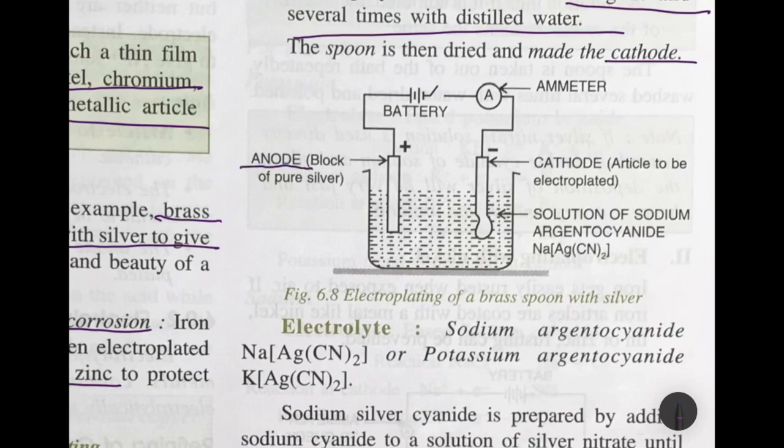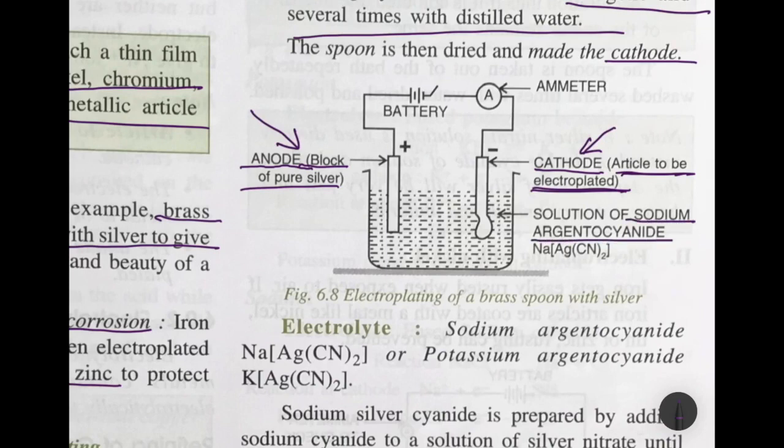So since we are depositing silver, we take a block of pure silver as the anode, which is connected to the positive terminal of the battery. And then the cathode, we make the article to be electroplated. Please always remember, children, the cathode is the article to be electroplated, and the anode is the metal with which you are electroplating. And then what solution do we take?